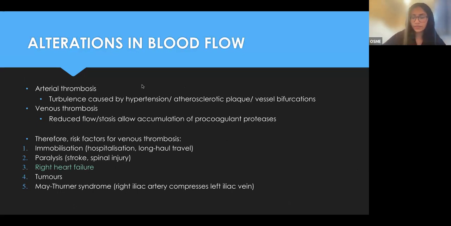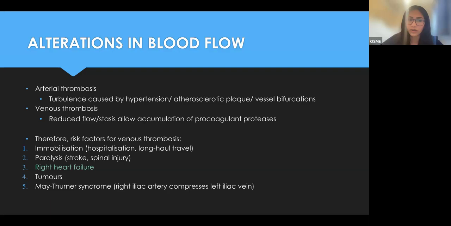So moving on. Alterations in blood flow is the second component of the triad. In arterial thrombosis, this is most relevant when we're talking about turbulent flow, so hypertension or in areas where the vessel bifurcates, or where you have an atherosclerotic plaque impinging on the blood flow, you get turbulent instead of laminar flow, and that can predispose to thrombus.